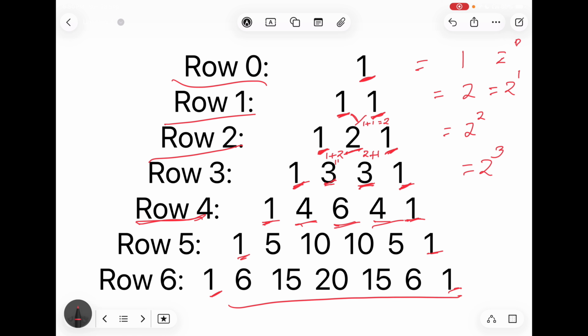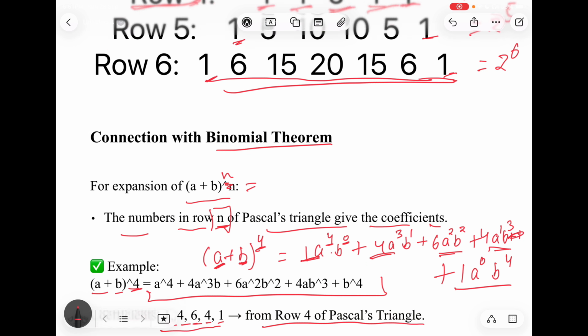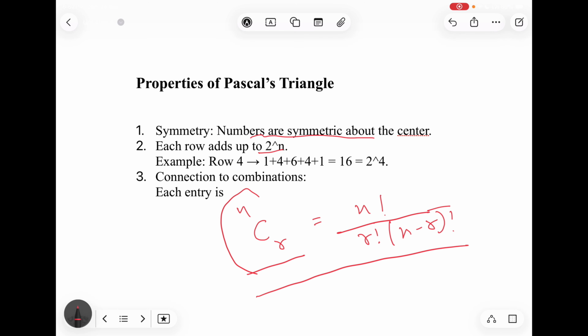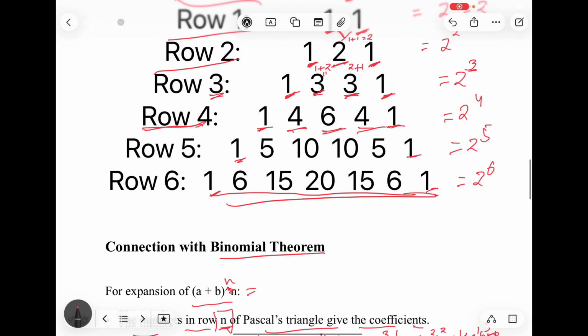Similarly, this power is equal to the row number. I will get 2 to the power 4, 2 raised to the power 5, 2 raised to the power 6, if I add all the terms of the row. And at last, this combination gives us each entry as nCr, which was the coefficient of the terms in the binomial expression, n factorial upon r factorial into n minus r factorial. Either we are going to use this formula or we will get this entry from this Pascal triangle directly.